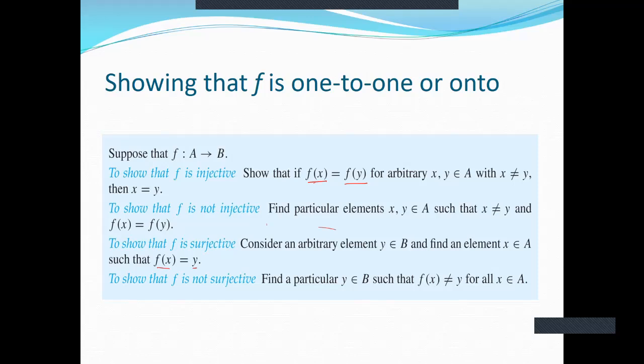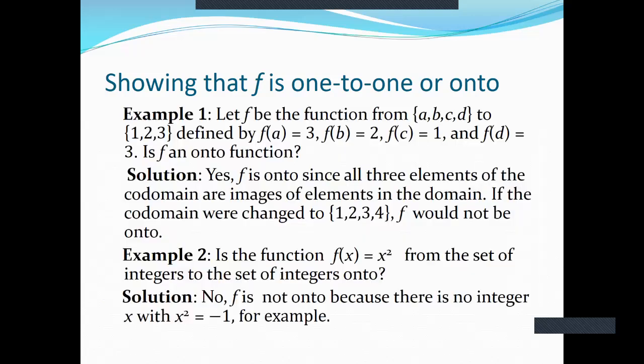To show that f is not surjective, find a particular y that belongs to B such that f of x is not equal to y for all x that belong to A. If you can find any single element in the set B that is not mapped, you can easily prove that this is not surjective. All right, here are some examples showing that f is one to one or onto.